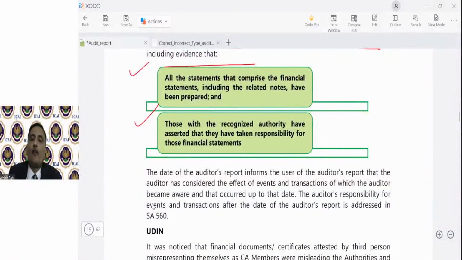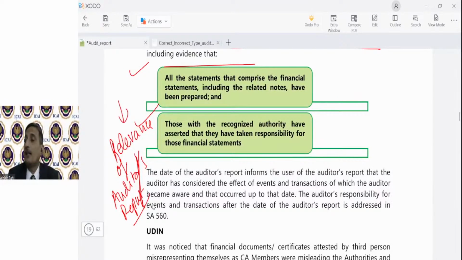So the date of auditor's report informs the user. What is the relevance of the date of auditor's report? This is also important. The date of the auditor's report informs the users of the audit report that the auditor has considered the effect of all events occurred up to that date.